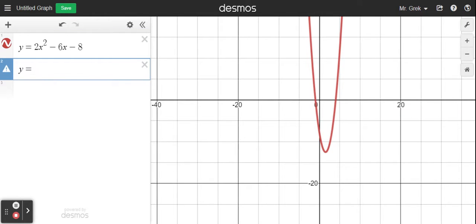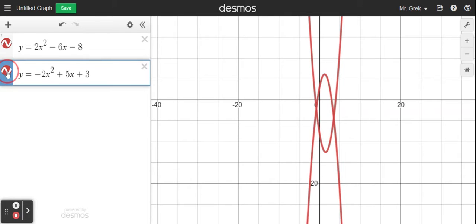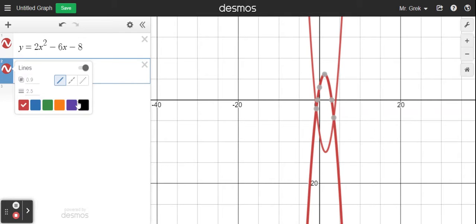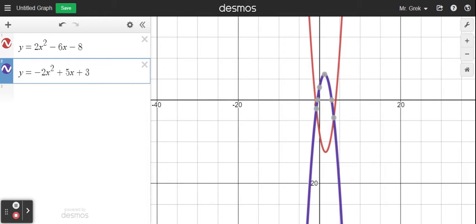Why don't we graph another parabola in standard form? We could do -2x squared plus 5x plus 3. Let me just change the color. So again, I've got an a value, that's before the x squared term. So that's -2. The b value comes before the x, that's a +5. And the c value is 3. So again, that c value shows up in the y-intercept. So when I've got a quadratic relation in standard form, my c value just tells me the y-intercept.